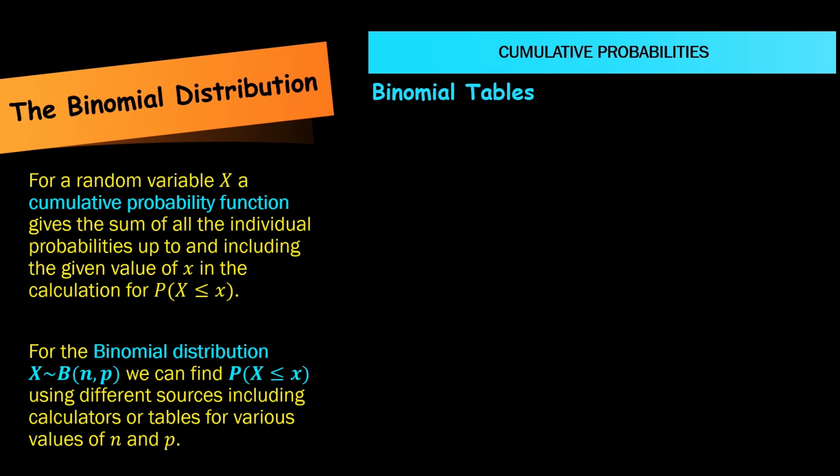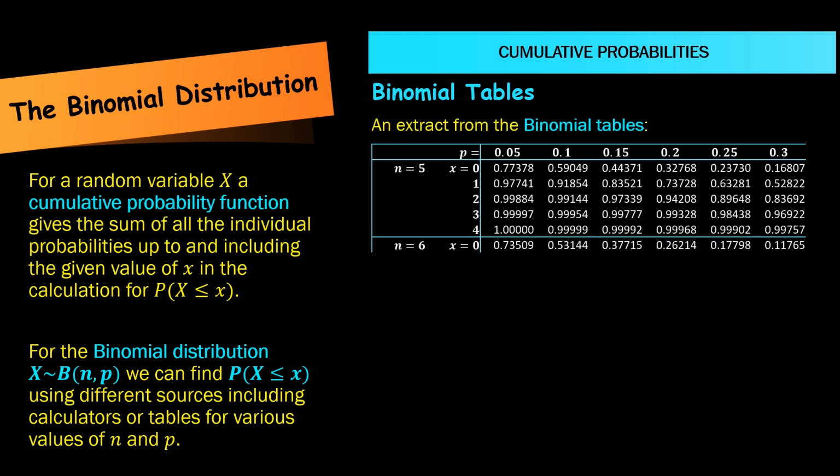Let's first take a look at the binomial tables. An extract from the binomial tables is shown on your screen. Notice we have various values of the parameter p in the top row and various values of n and x in the leftmost column.